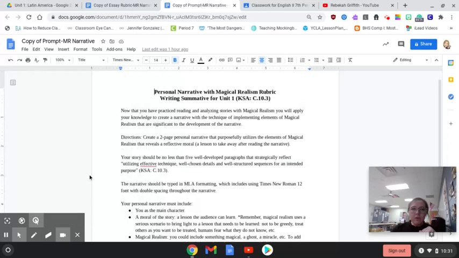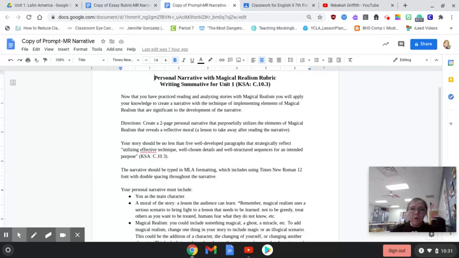So, now that you have practiced reading and analyzing stories with magical realism, you will apply your knowledge to create a narrative with the technique of implementing elements of magical realism that are significant to the development of the narrative. So, the directions are create a 2-page personal narrative that purposefully utilizes the elements of magical realism that reveals a reflective moral, so a lesson to take away after reading the narrative. So, you all have written personal narratives almost every year since you were in the 6th grade. So, this is nothing new. What is new is that you are going to include magical realism.